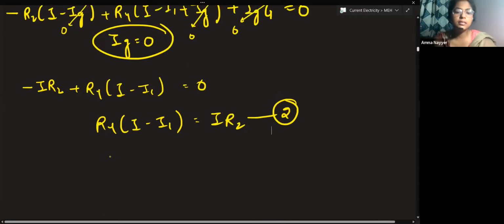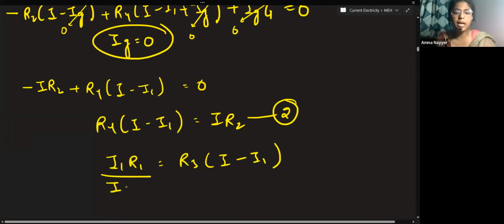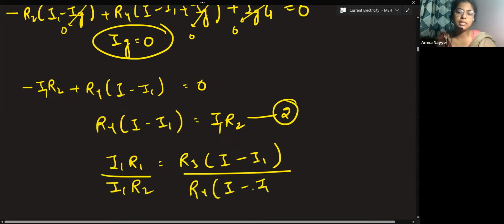R1 is equal to R3 into I minus I1. Use the second equation divided by I. This will be I1, so I1 minus Ig, you know. This becomes I1 R2 divided by R4 into I minus I1. This gets cancelled, this gets cancelled, I1 gets cancelled.